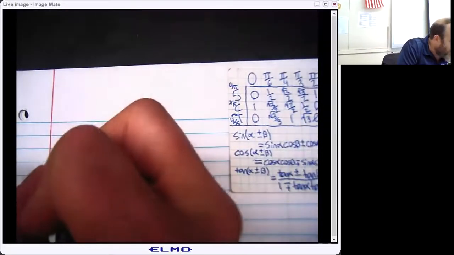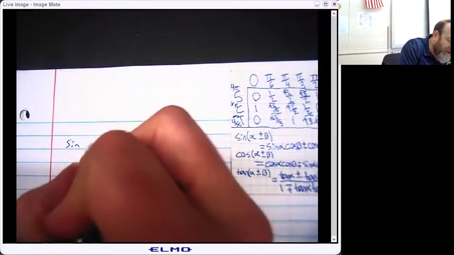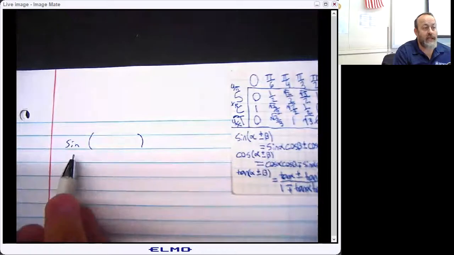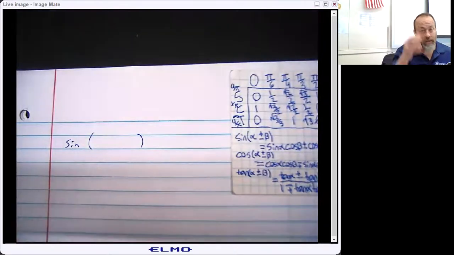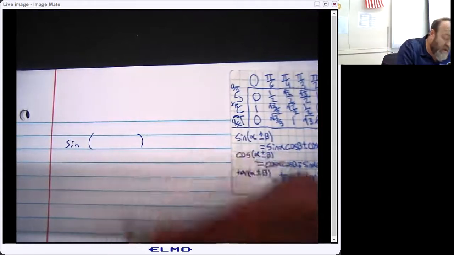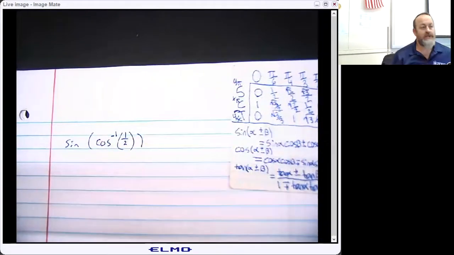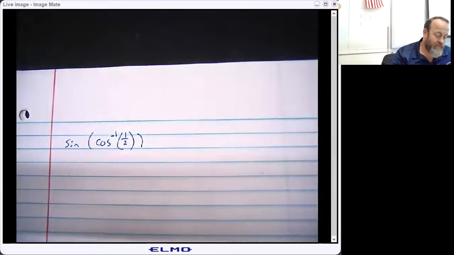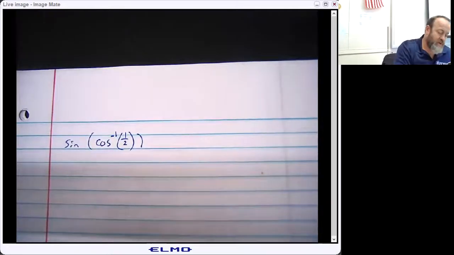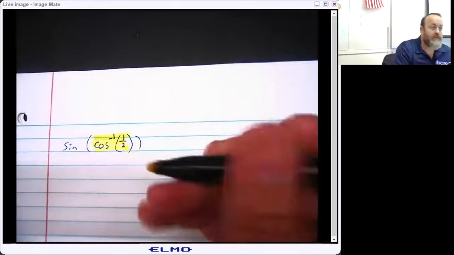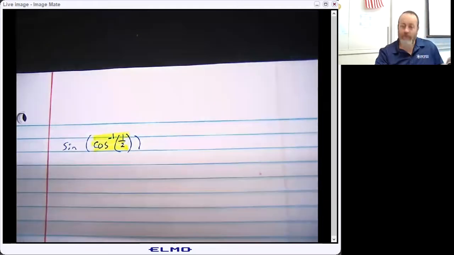Imagine that I asked you to take the sine. Please understand, that is just a sine. That's not asking you inverse. There's no -1. I'm asking you for the opposite over hypotenuse. I'm asking you for the ratio of the inverse cosine of 1/2. Well, that's kind of a weird story, isn't it? Remember, in order of operations, you always go to the inside first.